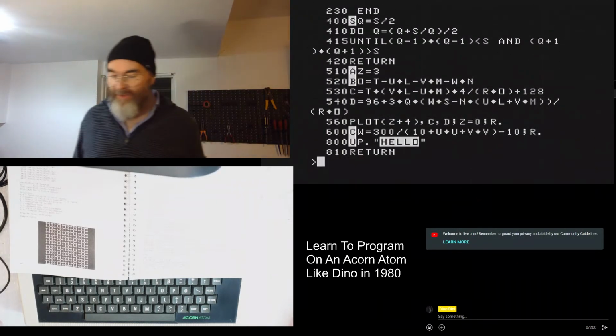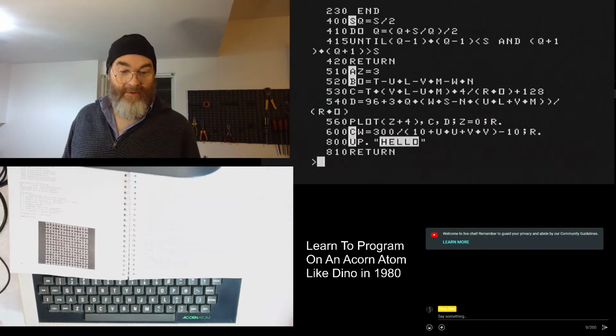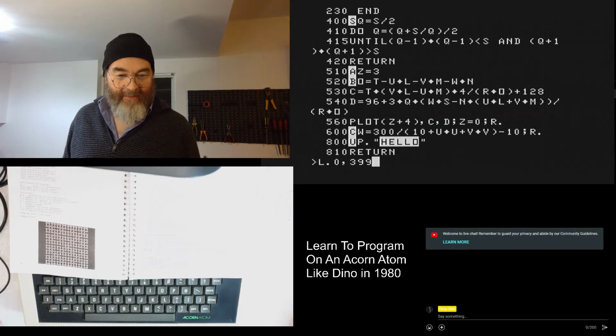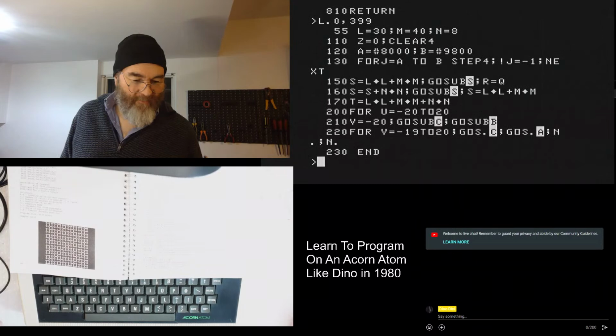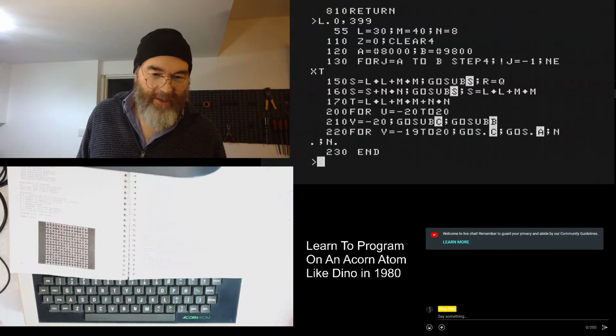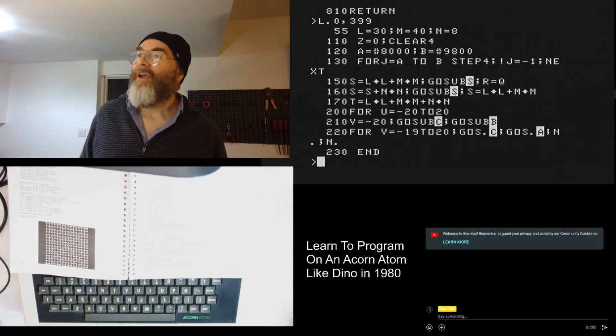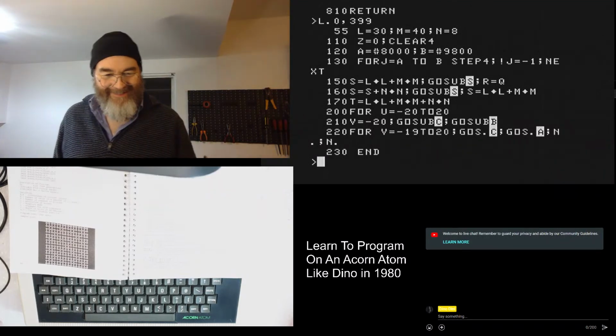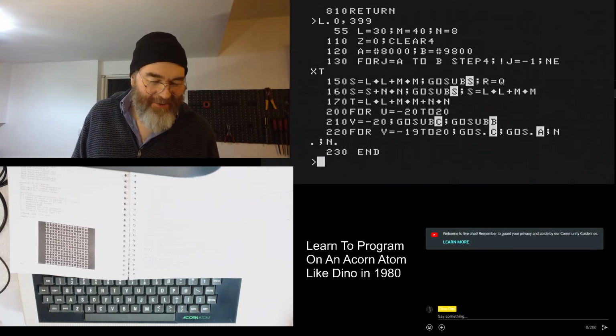That's the program, and of course you can't see it on the screen all at once, so we just do a list from 0 to line 399. And then we can check that. So L equal 30, M equal 40, N equal 8, Z equals 0, clear 4, 8,000, 9,800. It's good to check. There's a reason. If you make a mistake and it overwrites memory, it can overwrite what you just typed in. So you learn to double check your work.